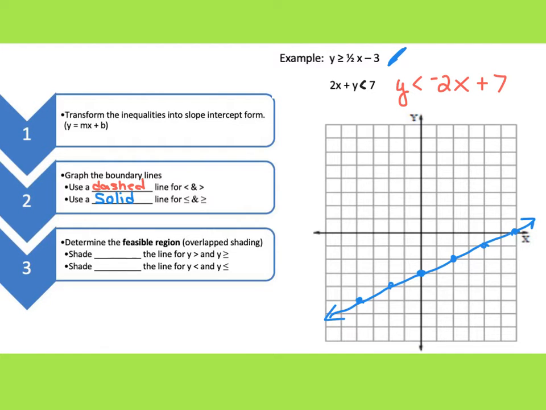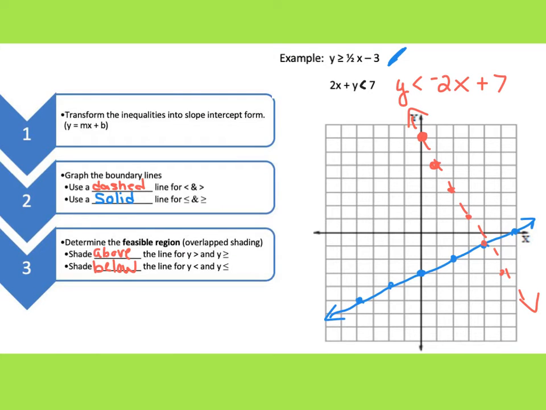And for the red one, our second one crosses at positive 7 right here, and it has a slope of negative 2, so down 2 right 1. And this one's going to be a dashed line because it does not have the equal to. Now, for shading, because it says y is greater than or equal to, you're going to shade above, or if we're talking y is less than or equal to, the less than values of y go under a line, so we would shade below.